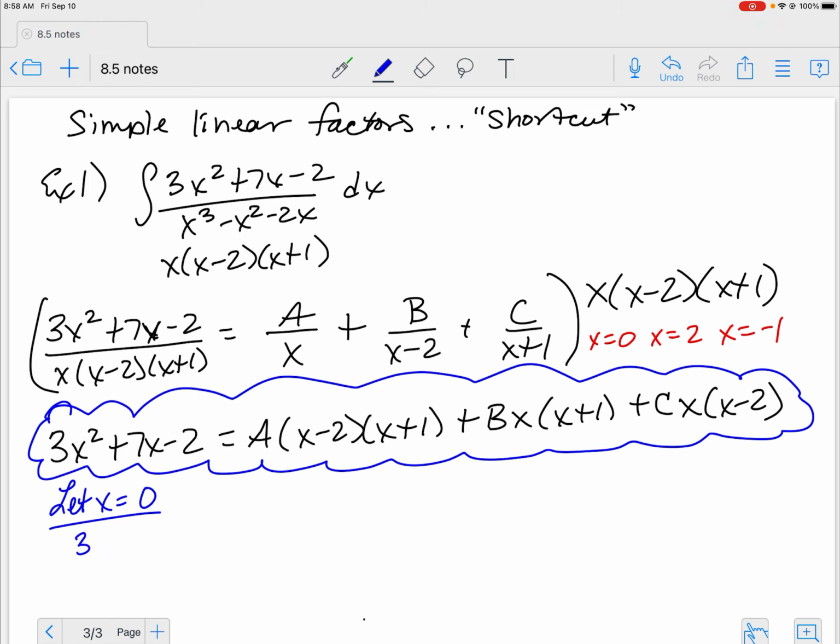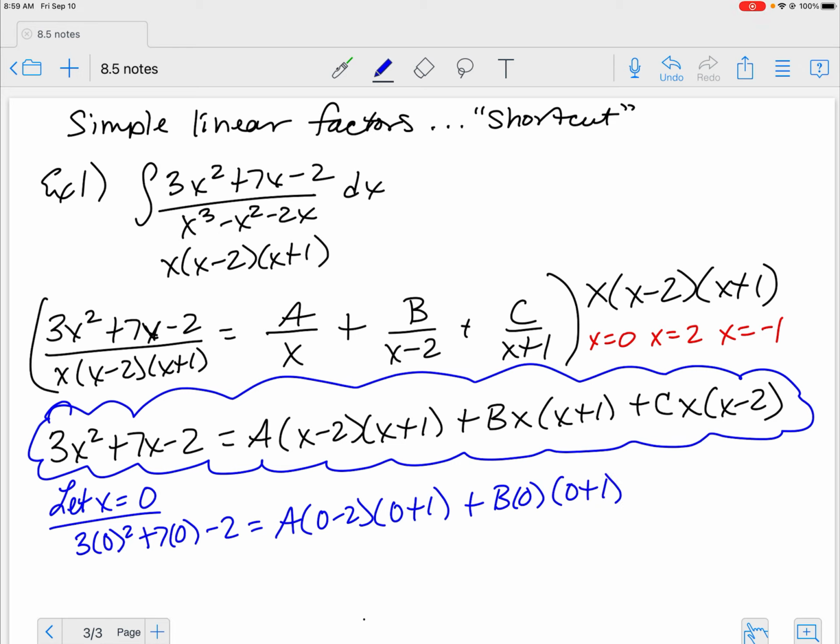So you have 3 times 0 squared plus 7 times 0 minus 2, A times 0 minus 2, 0 plus 1, B times 0, 0 plus 1, C times 0 and 0 minus 2. I just wrote it all out because I wanted you to see what I'm actually doing.